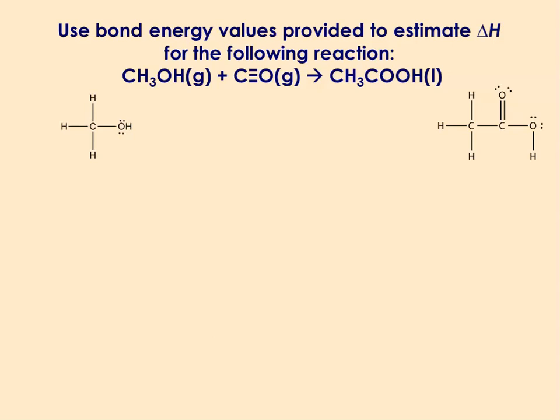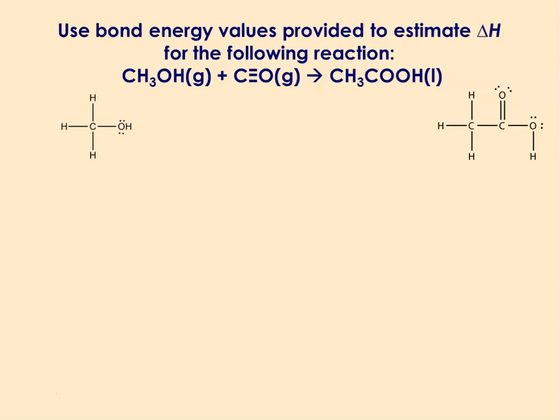So we have not focused on drawing Lewis structures before this unit, which is why I did not include this back in your enthalpy unit. I wanted you to have some practice with Lewis structures first. So use bond energy values to estimate delta H for this reaction: CH3OH and C triple bonded O form CH3COOH. And for convenience's sake, I went ahead and drew the Lewis structures for you.